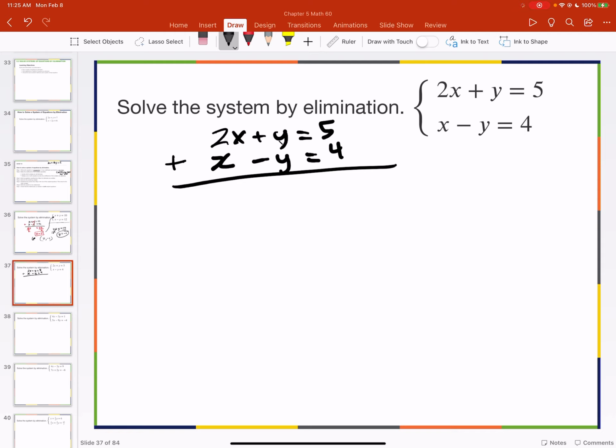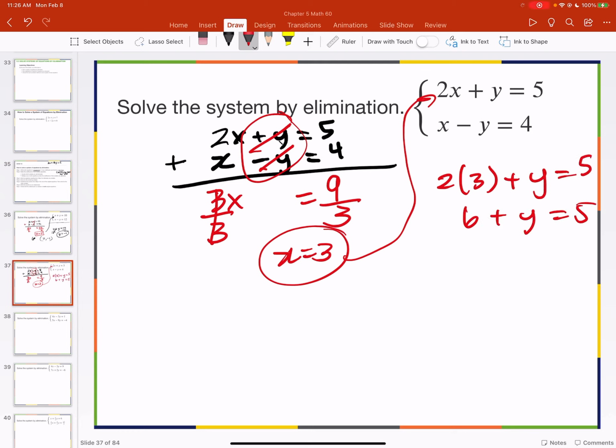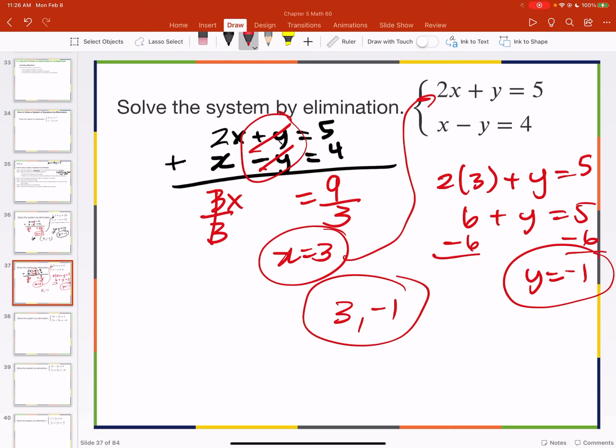So these are already opposites, these guys, so I can just go ahead and add straight across. So that's 3x. These will cancel out. 1 minus 1 is 0. This is 9. Then solve for x. So x is equal to 3. And then plug that into here. Either one. 2 times 3 plus y is equal to 5. 6 plus y is equal to 5. Subtract. Solve for y. y is equal to negative 1. And then your solution is 3, negative 1.